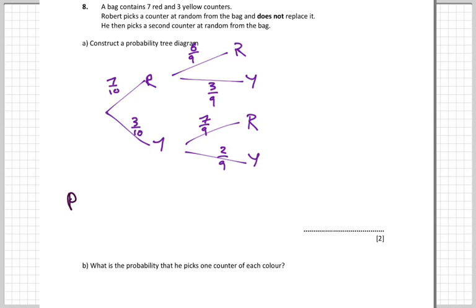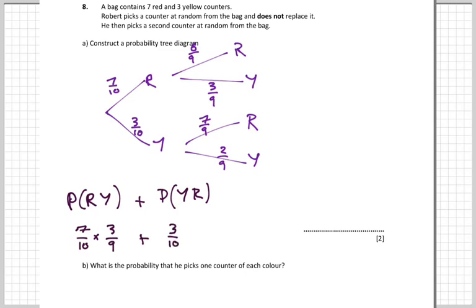So in the second question for B, it asks you to find the probability that he picks one of each colour. This is the probability of going down the branch red then yellow, plus the probability of going down the branch yellow then red. We multiply along branches, so we've got 7 out of 10 times by 3 over 9, plus 3 over 10 times by 7 over 9. When we do the multiplication, we get 21 over 90 for each of those probabilities. Adding them up gives 42 over 90, which you can write. Alternatively, you can simplify, giving you 7 over 15. Moving on.